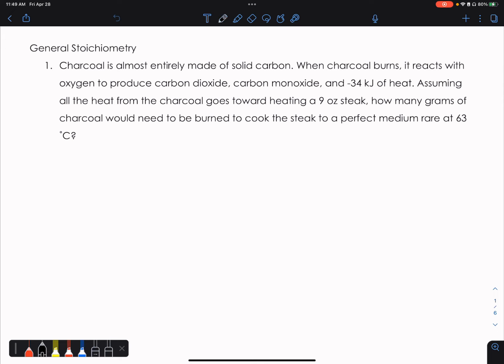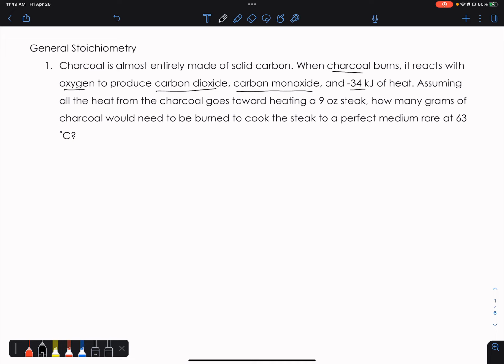Our goal here is to figure out how much charcoal it's going to take to heat up this steak. So there's a couple things that we need to do here. The first is that we're going to need a balanced chemical equation. We're given that actually in words: carbon dioxide, carbon monoxide, heat, oxygen, and the charcoal.